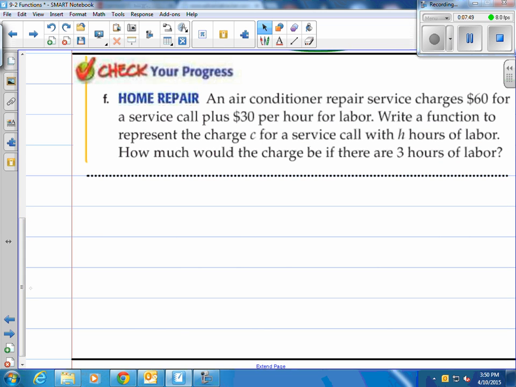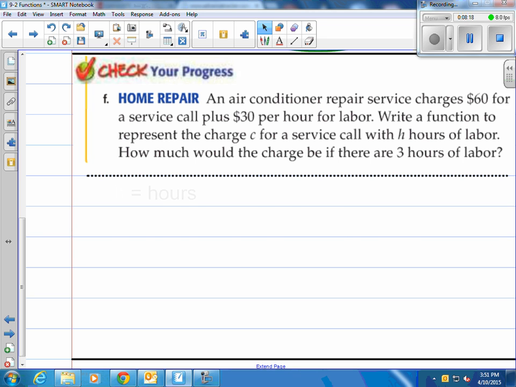All right, how about you on this one? An air conditioner repair service charges $60 for a service call plus $30 per hour for labor. Write a function to represent the charge C, the total cost, for a service call with H hours of labor. How much would the charge be if there are 3 hours of labor? So there's 2 things they want us to do here. Write a function and then also calculate for a 3-hour service call.